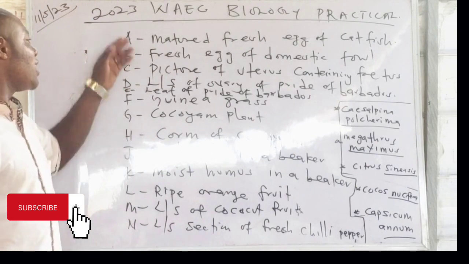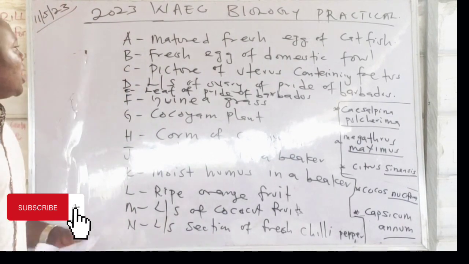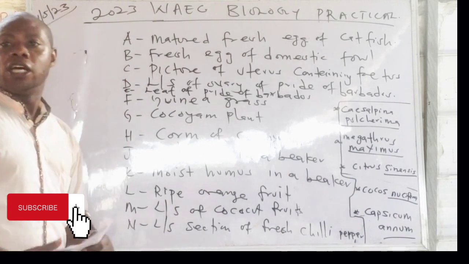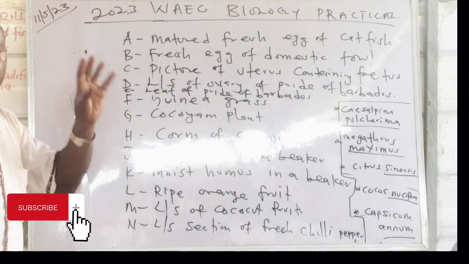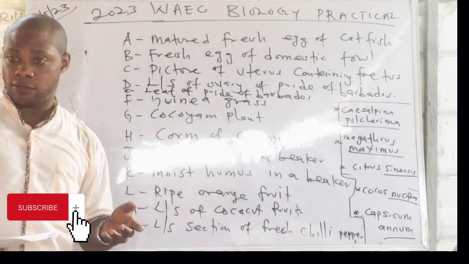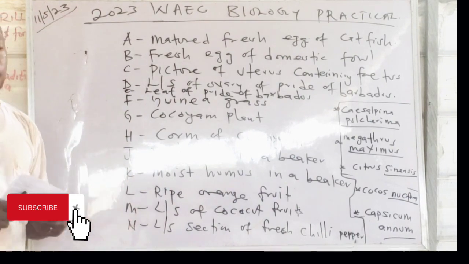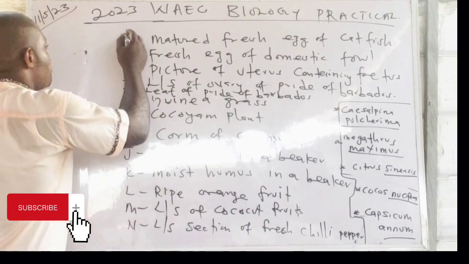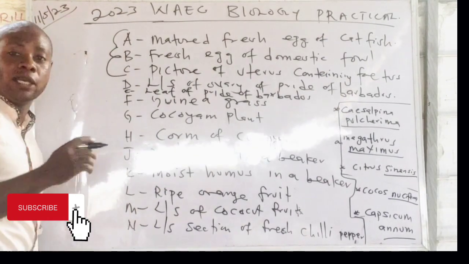Now today we will be looking at some important aspects of each specimen. In biology practical questions, what they do is group some items that are synonymous. Look at this now. You will see some items that are very synonymous. Let us categorize specimen A, specimen B, and specimen C. You can look at them; they look synonymous.